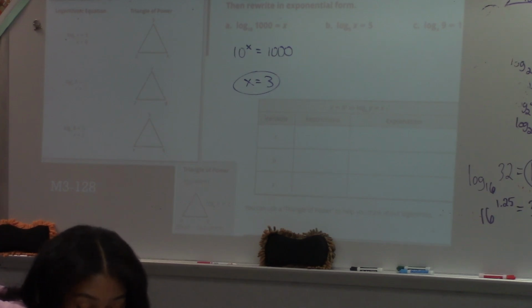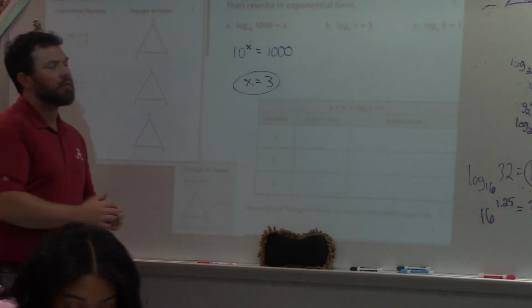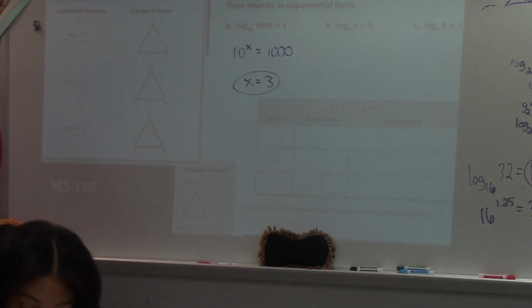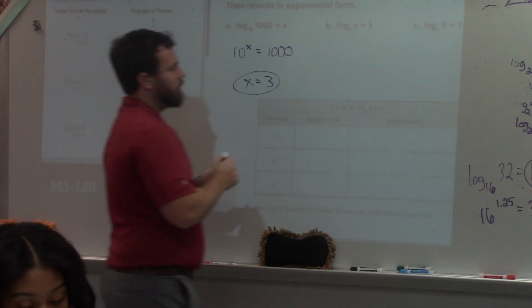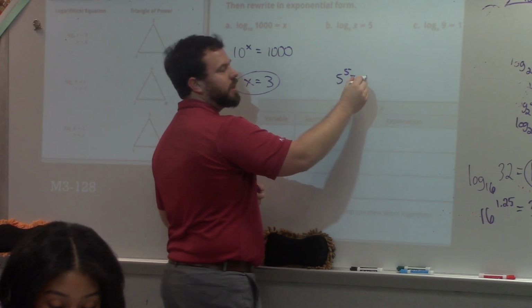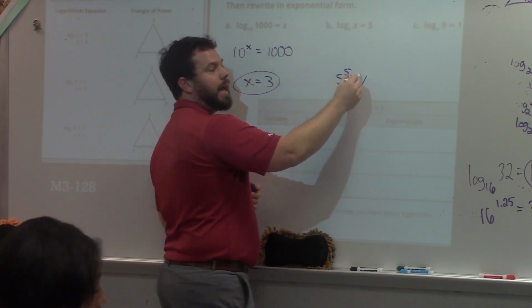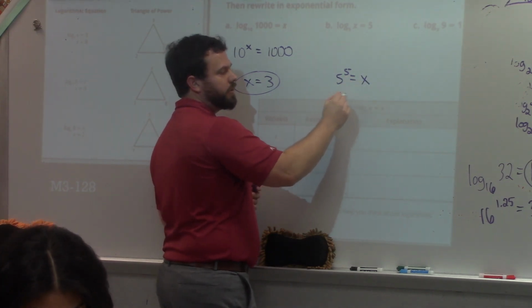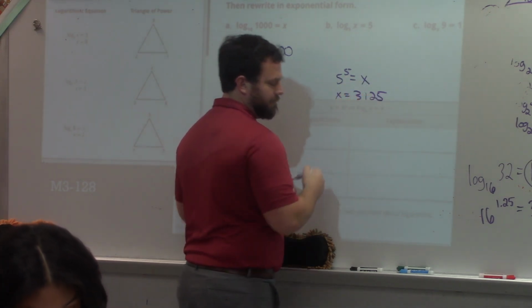The exponent is 3. But notice you can't always just do that, because when I look at b, how would I write that one? Or how could I figure out what b is? How'd you write it? So 5 to the 5th power is equal to, well, what is it equal to though? Okay, so x equals 3,125, I believe.